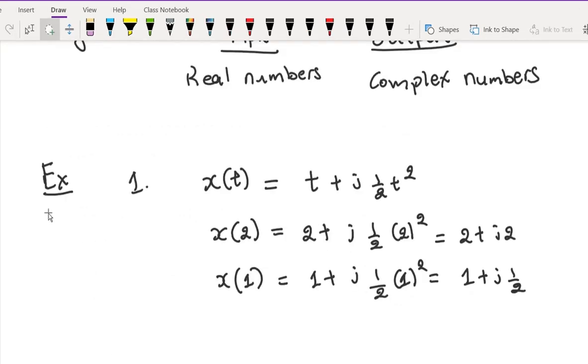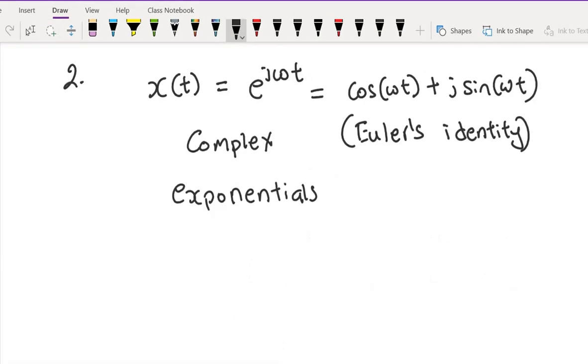So let's look at an example of a complex signal. Let's take this signal x of t is equal to t plus j half t squared. So note that the input t can be any real number and the output is usually a complex number. So for example, x of 2 is 2 plus j2, x of 1 is 1 plus j half, and so on. So the inputs are always real numbers, outputs are complex numbers.